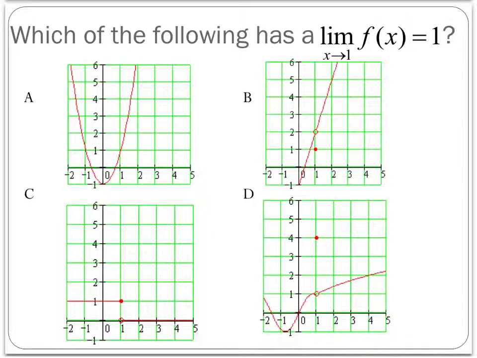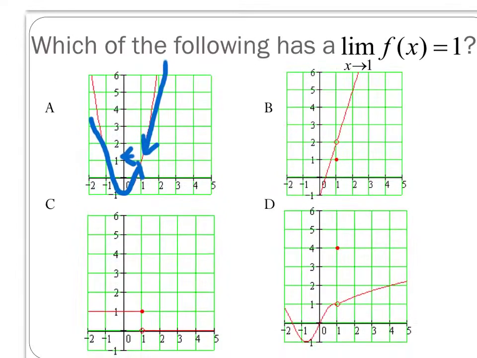Okay, so again, same graphs actually, but now we're going to look and say which of the following has a limit as x approaches 1 of f of x equal to 1. And again, if you look at this and trace it from both sides as x approaches 1, we're looking at the y value that we're getting closer and closer to. So in this case, x does approach 1 from both sides of the graph. So choice A is one of our choices.